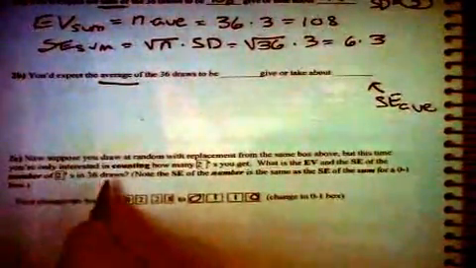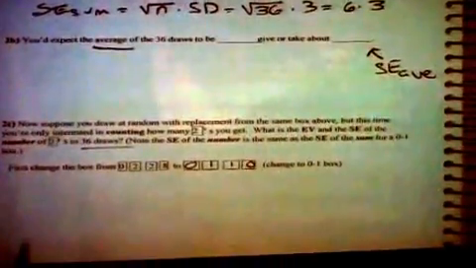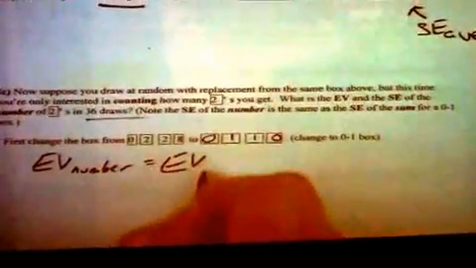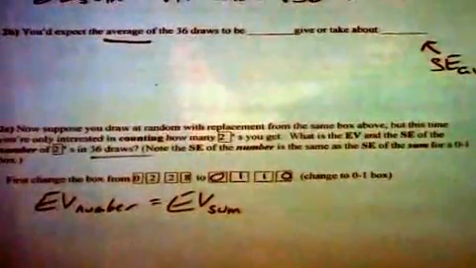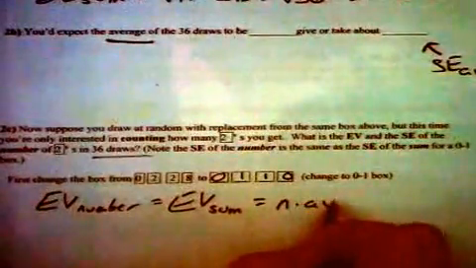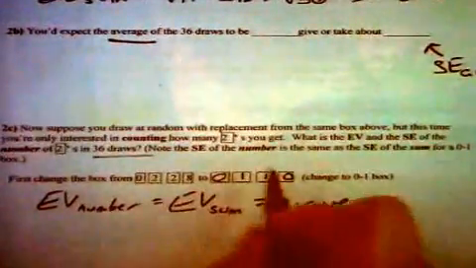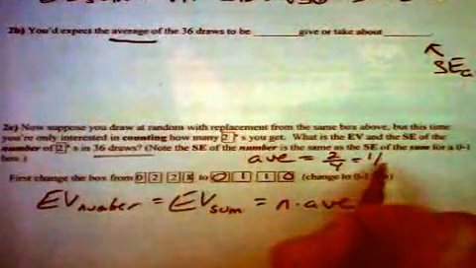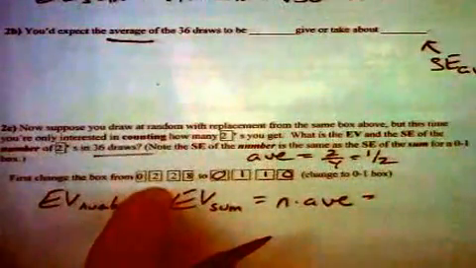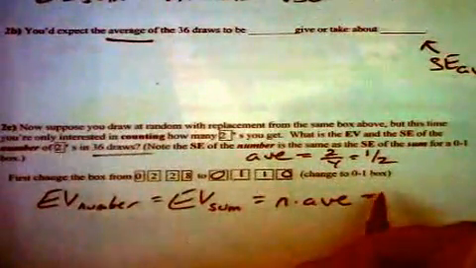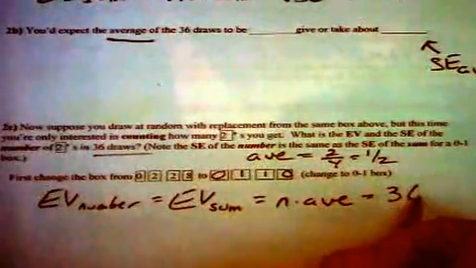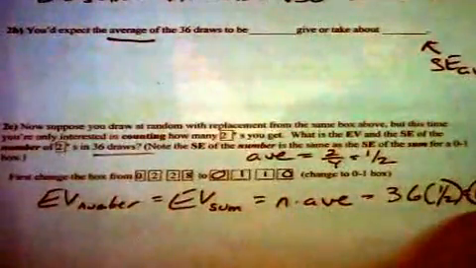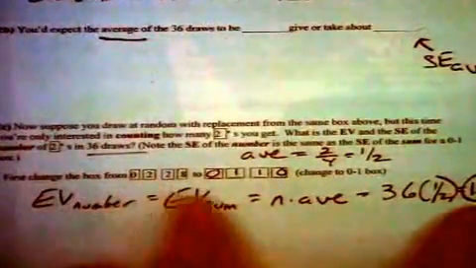What's the expected value of the number of 2s in 36 draws? The expected value of the number is the same thing as the expected value of the sum, since you're counting up, which is n times the average of the box. The average of that box is what? 2 over 4, which is a half. Half the box is 2s, so you'd expect half your draws to be 2s. So it's 36 times a half. This is pretty common sense: you'd expect out of 36 draws to get 18.